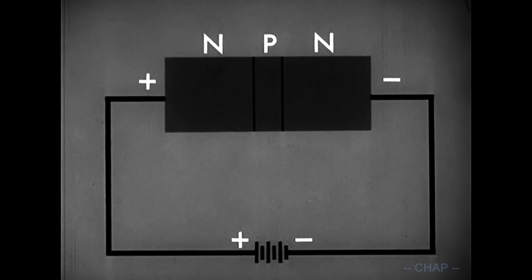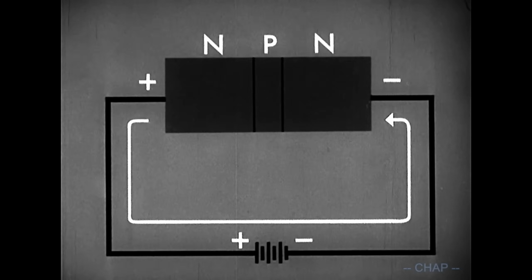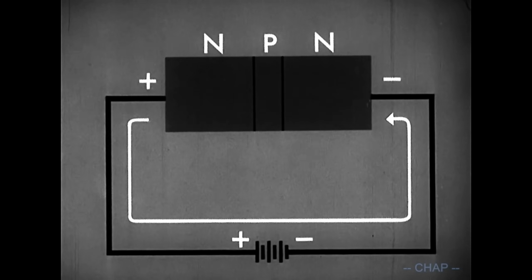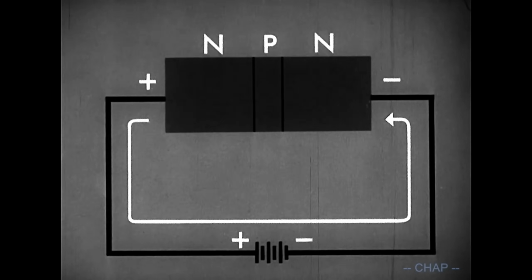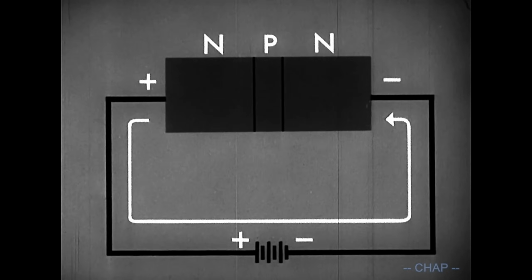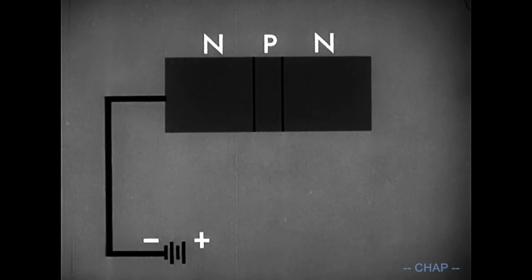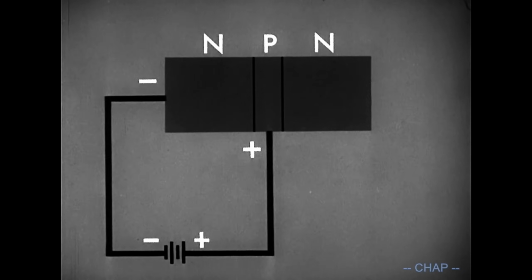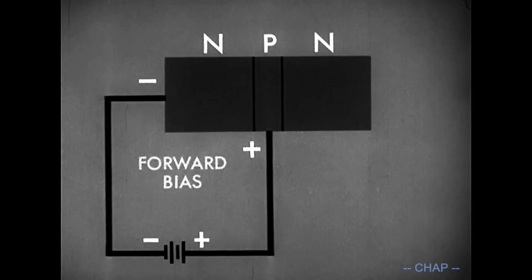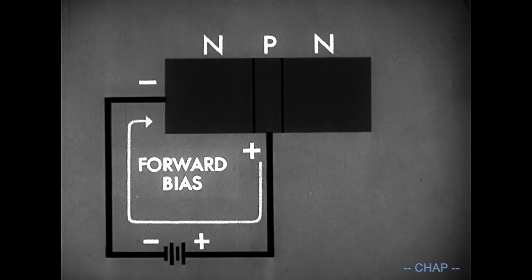Applying a DC voltage across the transistor will not provide appreciable current flow, regardless of polarity. How can we achieve large current flow through the entire transistor? If we connect the negative terminal of this battery to one of the N regions and the positive terminal to the P region, we have forward bias, which will give us current flow through this part of the transistor.